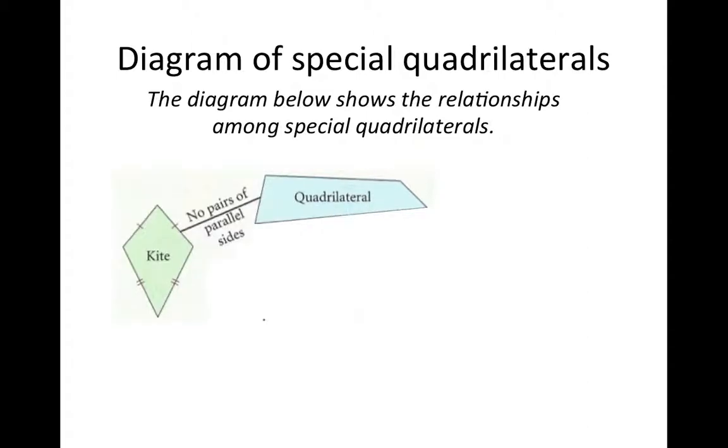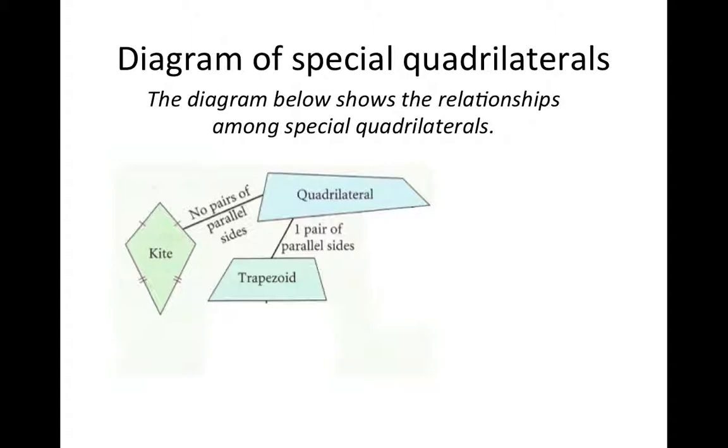One way to think about these quadrilaterals is a diagram that will show you the relationships between them. So we start with just a regular old quadrilateral that has no parallel sides, the sides aren't equal, nothing special about the angles, just a four-sided shape. Off one branch of that, we have a kite, which has no pairs of parallel sides, but it's special because, in this case, the two top sides are congruent and the two bottom sides are congruent.